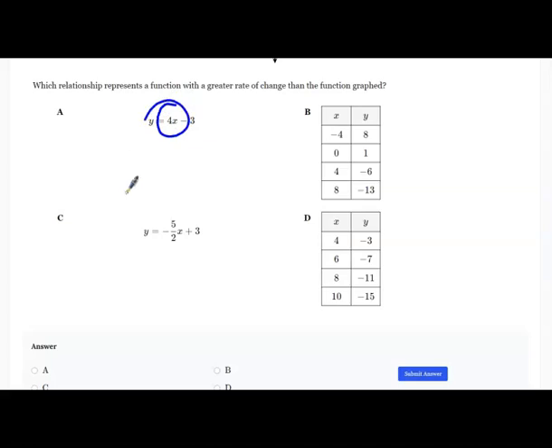And this one is very obvious. I don't even have to check this pattern here, because that's a 4. That has a rate of change of 4. And 4 is bigger than negative 1.75. So I can select it, and I can move on.